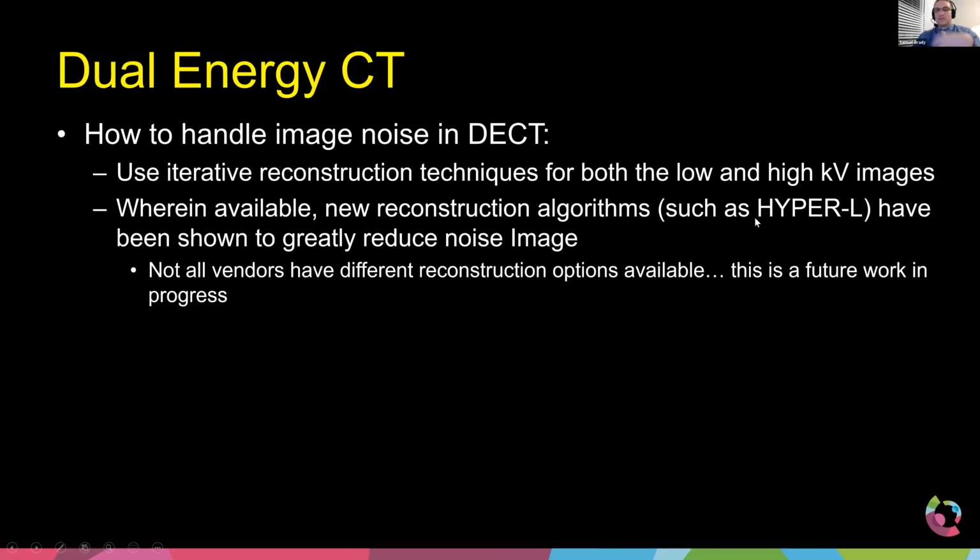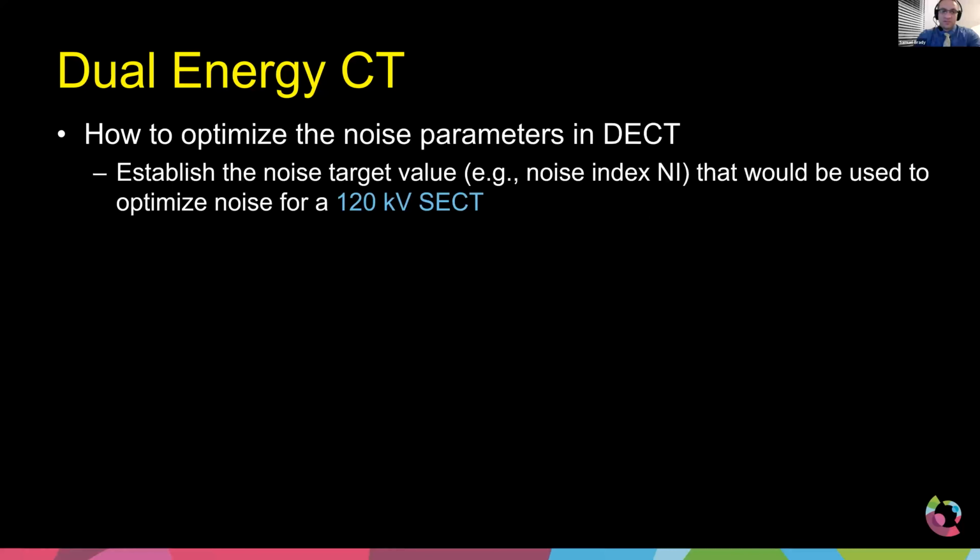So that's one of those things you'll just have to, depending on if you're Siemens, Canon, Hitachi, whichever scanner you own, ask them what different types of reconstruction algorithms are available. If you're just using the same filtered back projection or iterative reconstruction, you may realize that there is actually something else out there that's better.